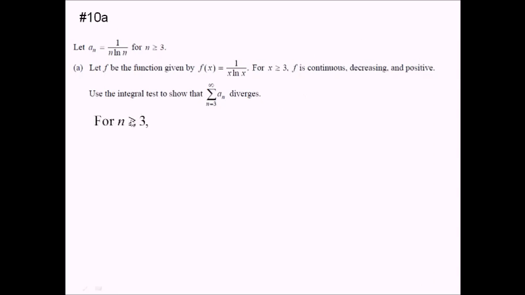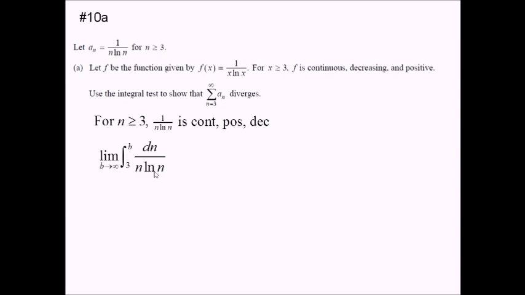Again, for n greater than or equal to 3, we have a continuous, decreasing, positive function. So let's go ahead and just integrate this thing from, it'll have to be 3 to infinity. That's how we use the integral test on this. And we have to use a limit as well because this is an improper integral. So I have the limit as b approaches infinity of the integral from 3 to b of dn over n ln of n.